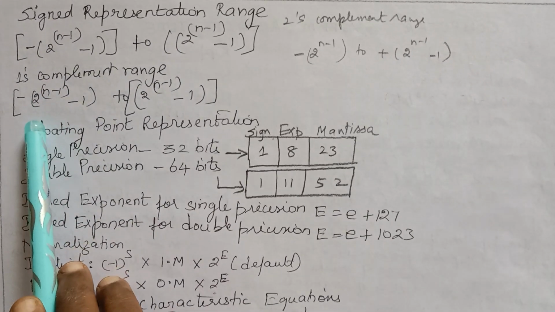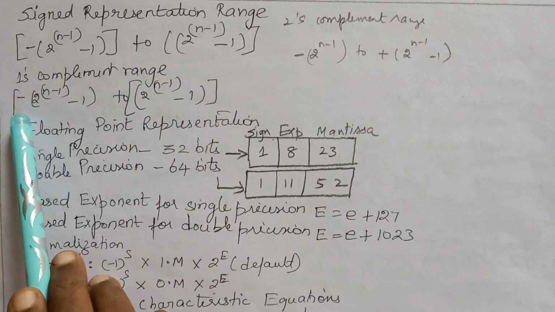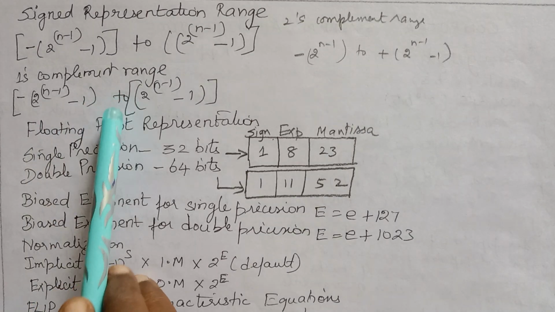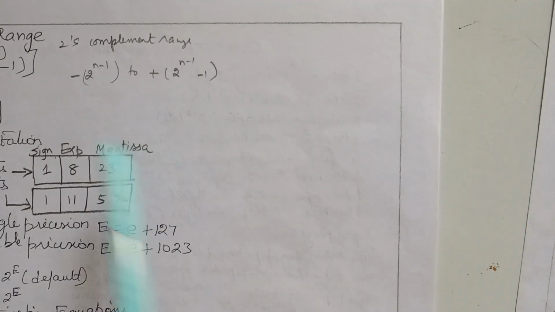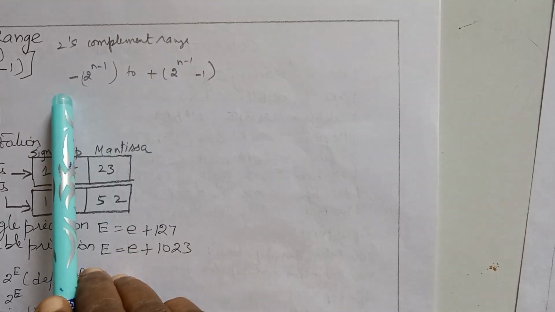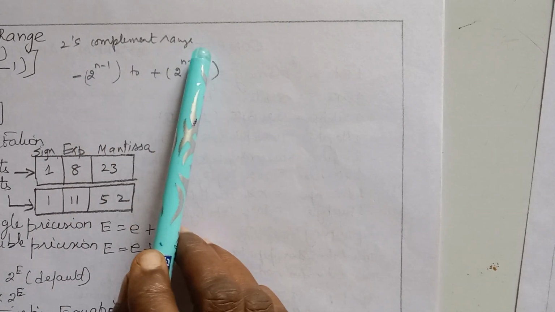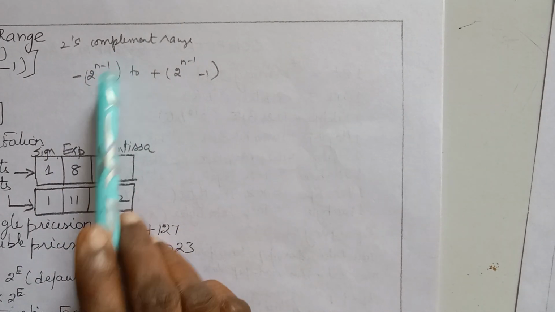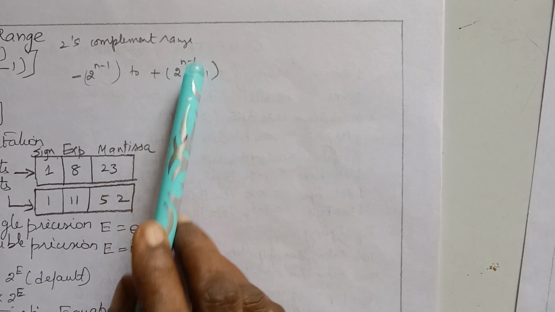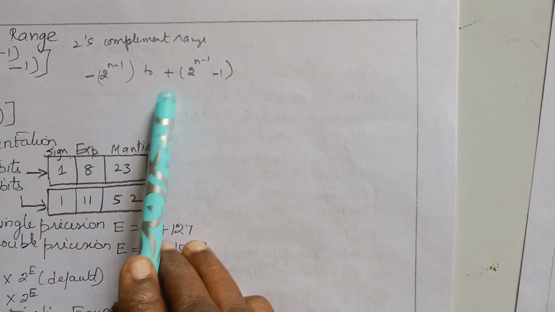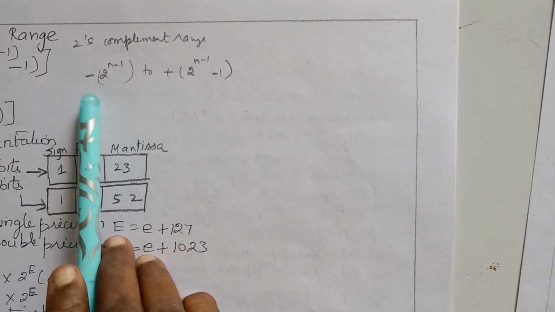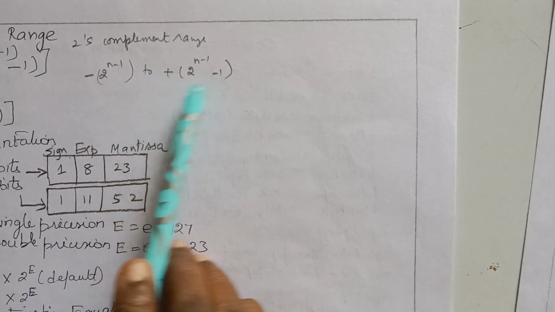The same thing will be for the 1's complement range: minus (2 power n minus 1, minus 1) to plus (2 power n minus 1, minus 1). So you need to know the 2's complement range also. The 2's complement range will be minus 2 power n minus 1 to plus (2 power n minus 1, minus 1). This is very important because most of the questions will be asked on 2's complement.